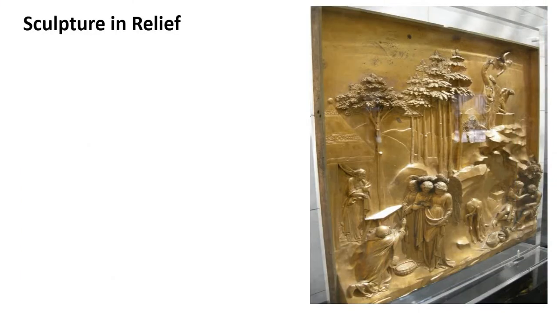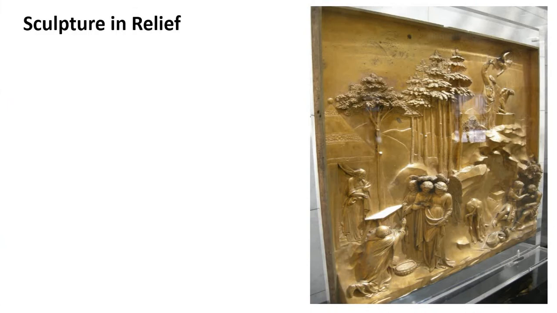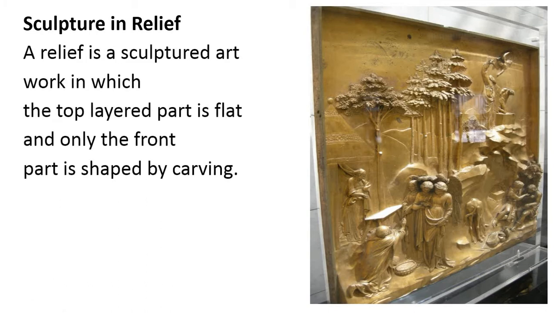Now, there are two types of sculptures: sculpture in round and sculpture in relief. Here I will show you an example of sculpture in round. The Statue of Liberty is known as sculpture in round since it is carved out from all the sides. While here, the sculpture which you can see is carved on the wall, or embossed on the wall, right? The back side is flat. You cannot go behind the sculpture and see the same thing. Am I right? So this type of sculpture is known as sculpture in relief.